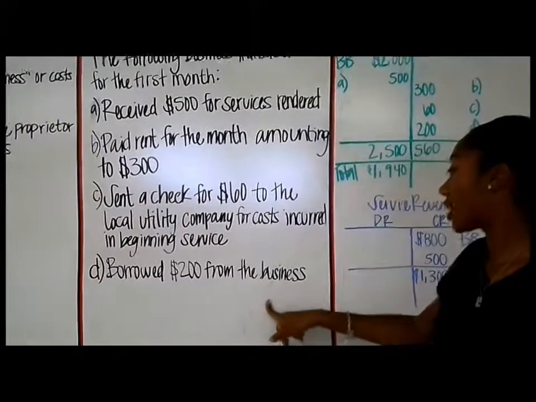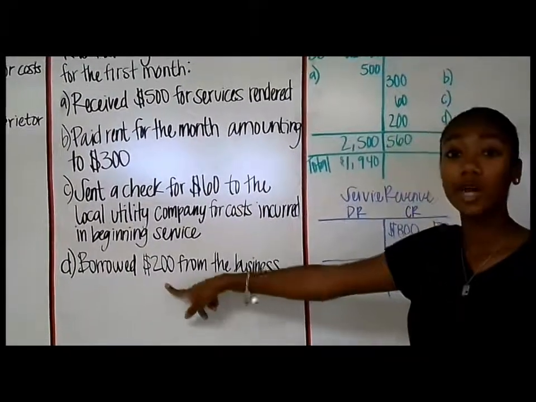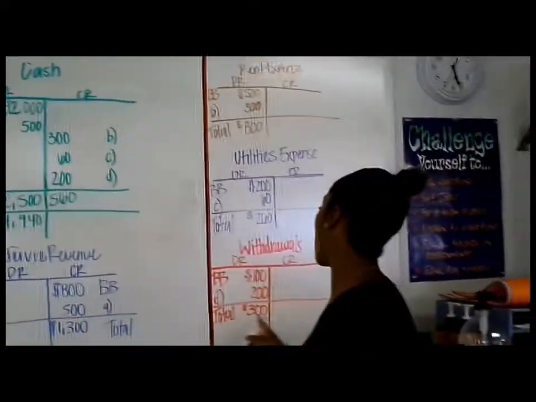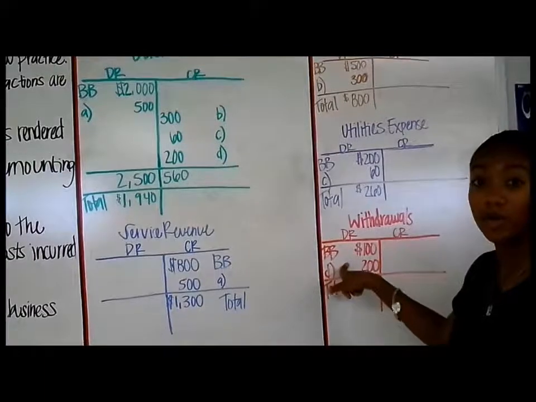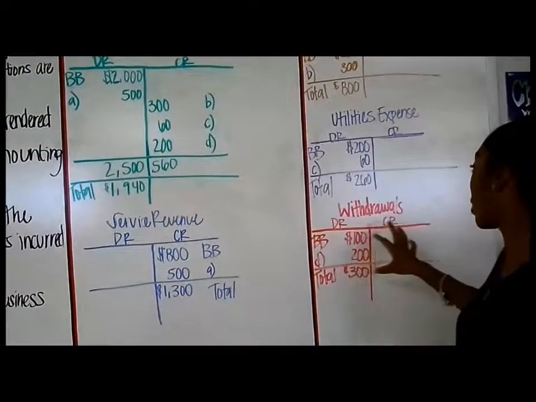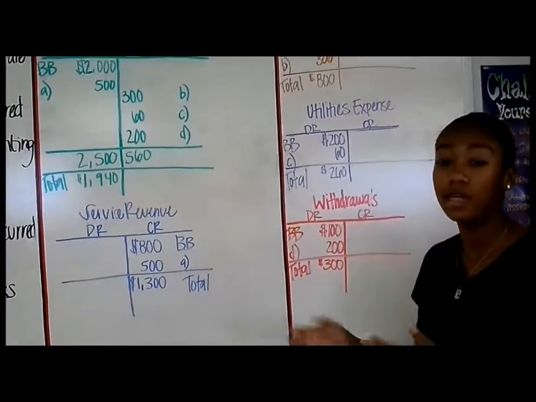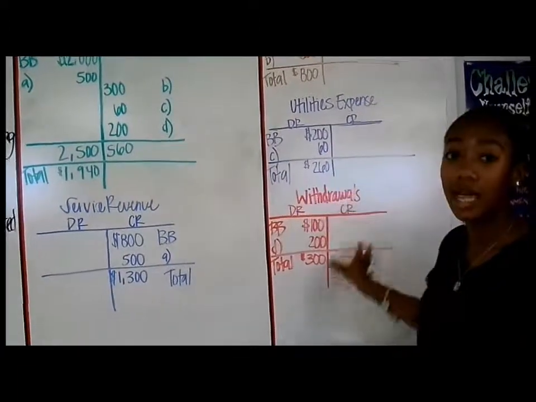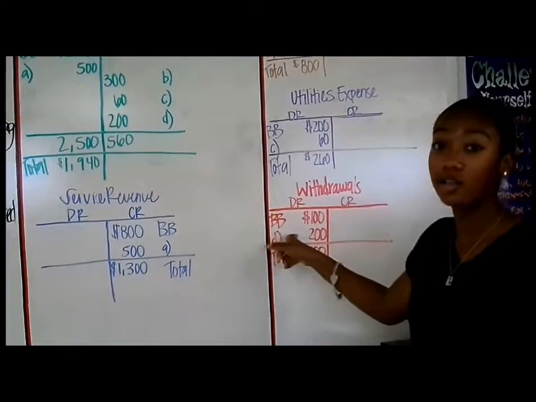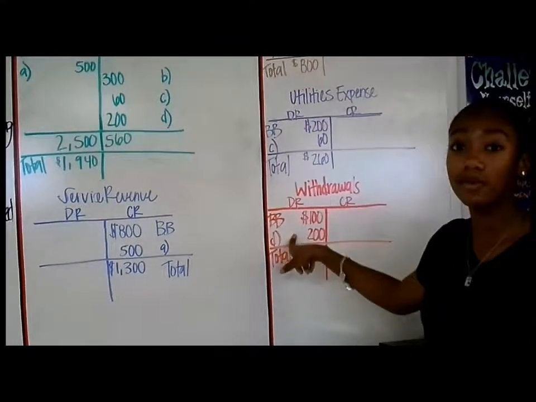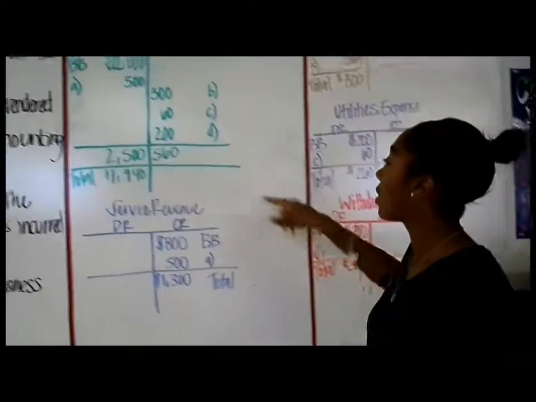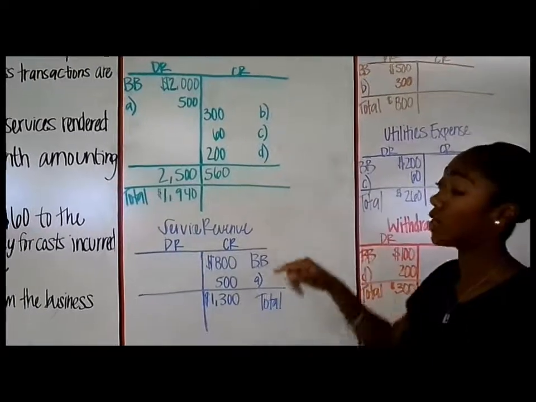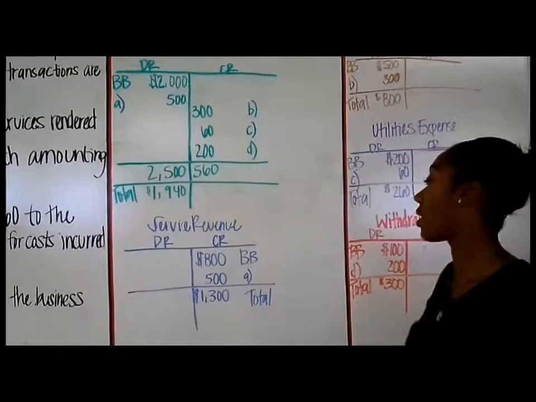Now the final transaction said that Caroline borrowed $200 from the business. So for this transaction, she is going to debit her withdrawals account. Now this account is for if she's taking money out of her capital account for personal use. So they have an account set up just for withdrawals from capital. So she would debit her withdrawals account, and then she is going to credit $200 cash because her cash amount would go down because she's taking money out of the account.